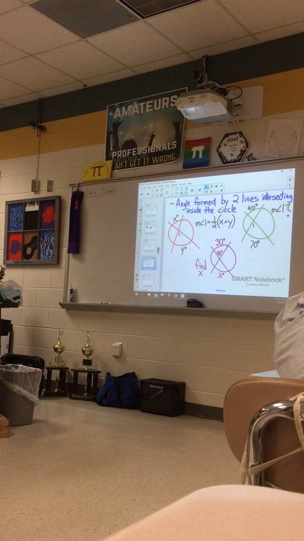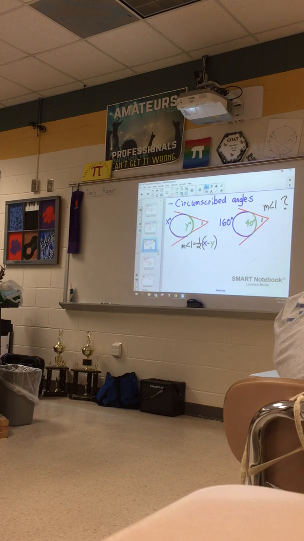All right, so, circumscribed angles. All right, so you got your exterior angle here is equal to 1/2 of big minus little. So angle 1 is equal to 1/2 of big minus little. 160 minus 40 is 120 divided by 2, 60.